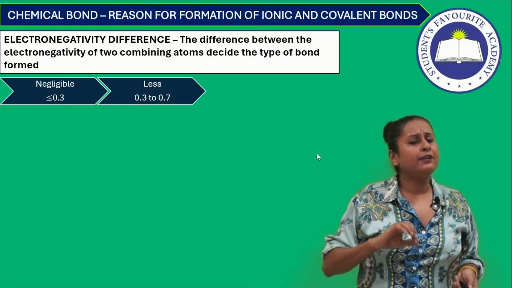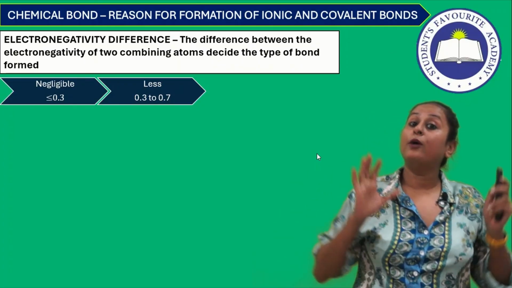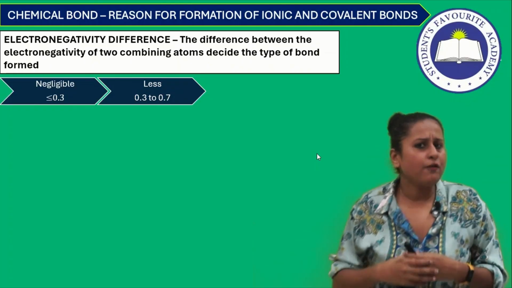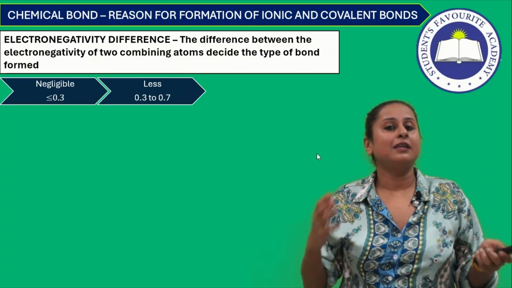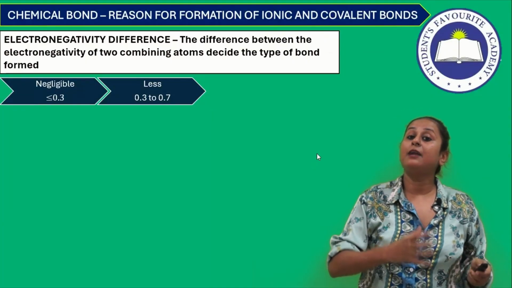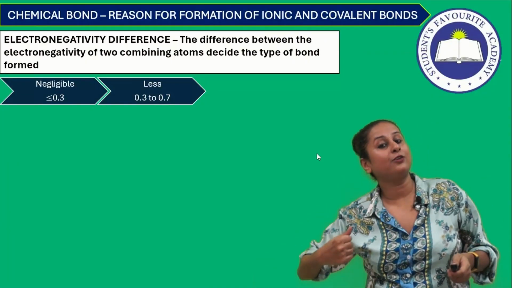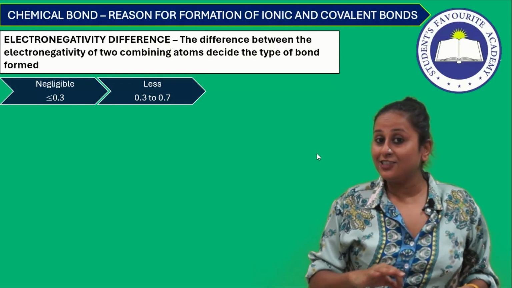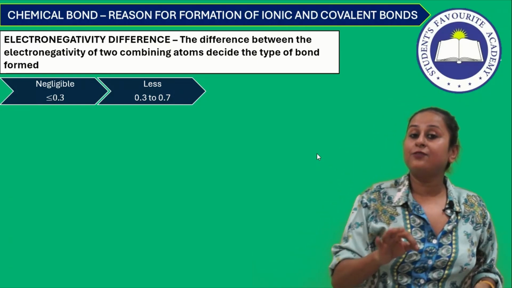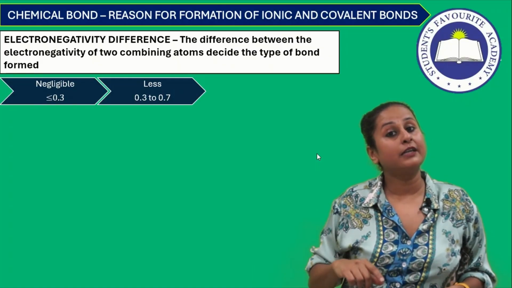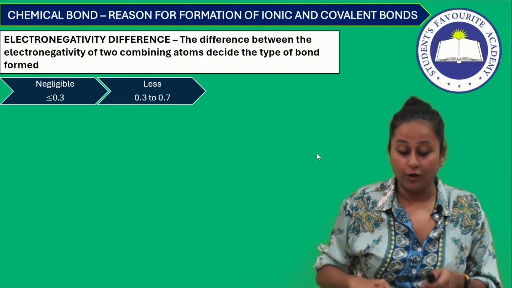When the electronegativity difference is between 0.3 and 0.7, the type of bond is covalent, because still neither of the atoms is ready to give away electrons, but when they share them, the shared pair of electrons is pulled closer to the more electronegative atom. So in this case, fractional charges are formed, and not just fractional charges, we can say poles are formed. So these types of covalent bonds are called polar covalent bonds.